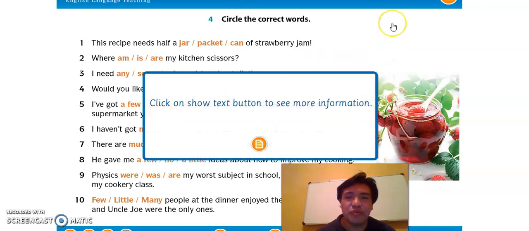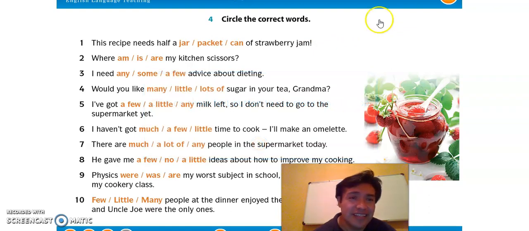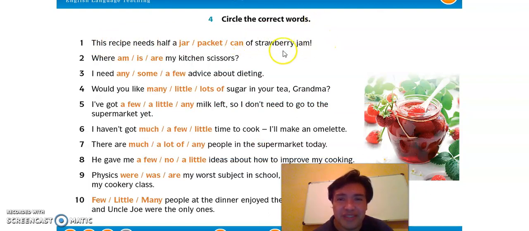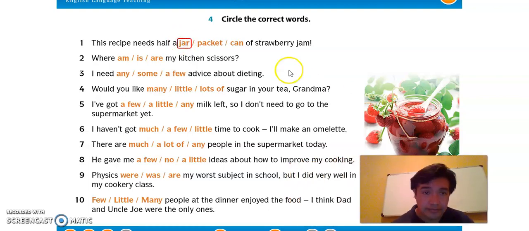Okay. Here, circle the correct words. This recipe needs half a jar, packet, or can of strawberry jam. Jam is mermelada, so we need a jar, packet, or can. I think it is jar. Next, where are my kitchen scissors? Scissors is plural, so the answer is are. Number 3, I need advice about dieting. Advice is like consejos, so because I need algunos consejos, some advice about dieting.